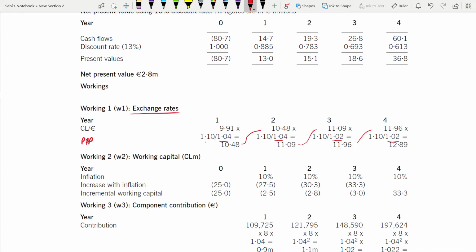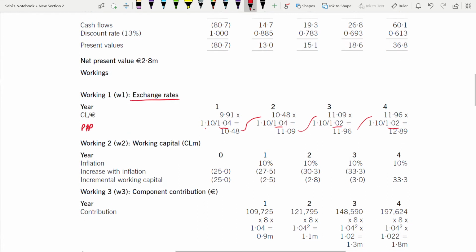Knowing the formula and memorizing it and keeping it in the back of your mind does not serve any purpose if you don't know how to use it and when to use it at the correct time. Okay. So now you are done with inflation and exchange rate. Coming to working capital, number 2. Labeling your working and writing it is also very important. Presentation is a must. It is not optional.